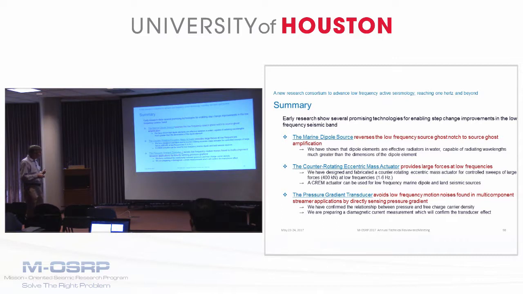And finally, the pressure gradient transducer, which directly senses pressure gradient and avoids motion noise at low frequencies in multi-component streamers, is still very much in the early laboratory stages. We're still confirming the transducer effect actually exists, and then you need to go through steps to see that it would actually be useful at the seismic scale.